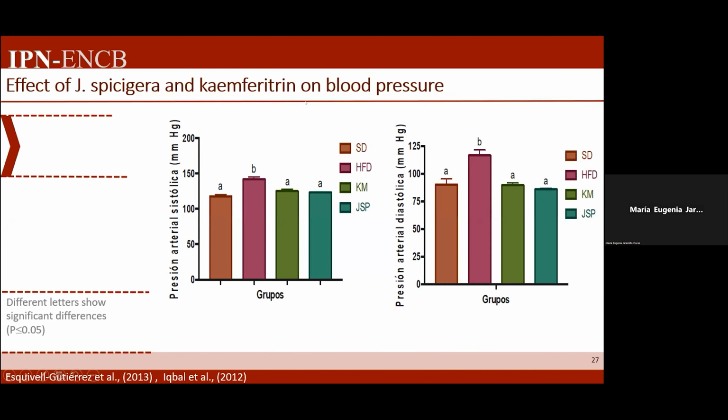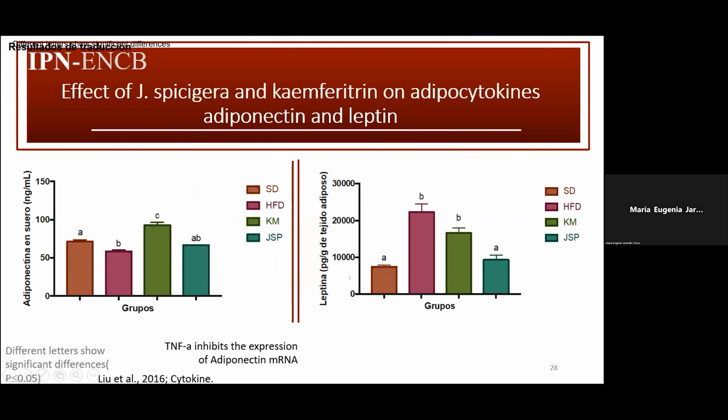What about the effect on blood pressure? We found a very good result with kaempferitrin and Justicia spicigera plant. Both reduced pressure compared to the obese group, both systolic blood pressure and diastolic blood pressure. Both have an important reduction of pressure.